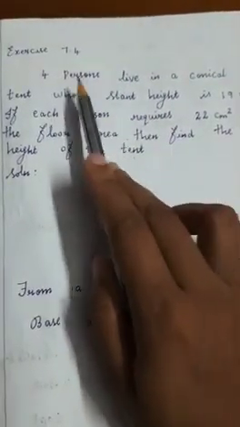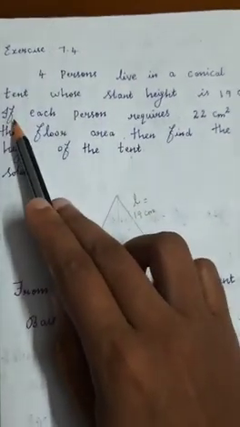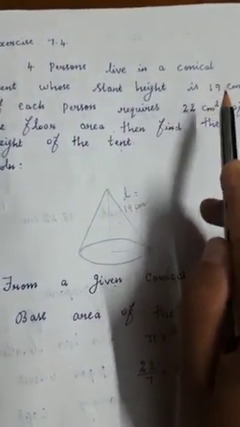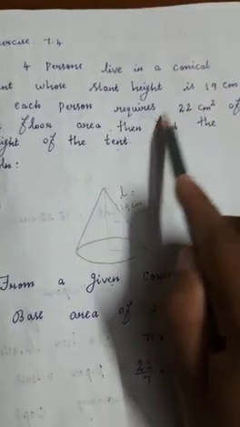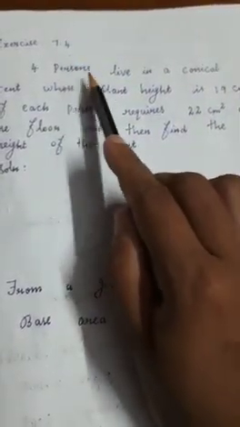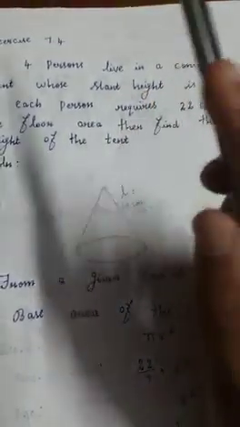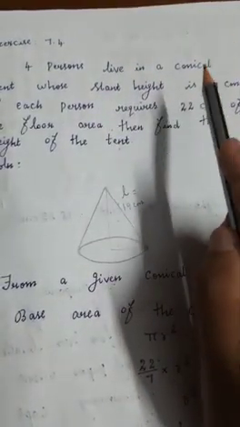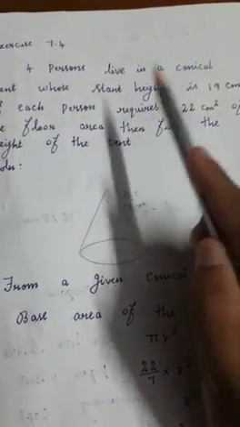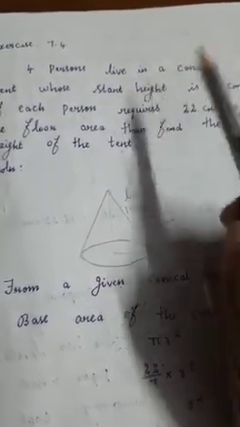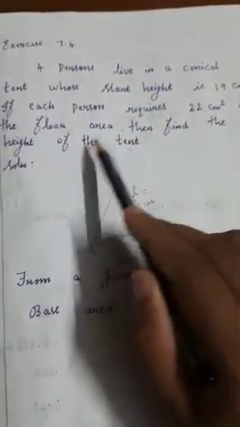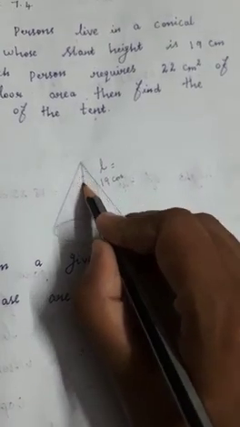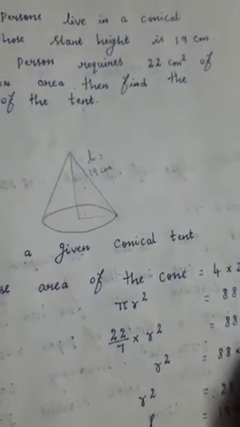How many persons live in a conical tent? 4 persons. In our question they have given, each person requires 22 centimeter square of the floor area. One person needs 22 centimeter square. So first you have to find out: one person needs 22 centimeter square means 4 persons need how many? 4 into 22, so 88 centimeter square. Here in our question, what have they asked to find out? Find the height of the tent. Height of the tent means this height only we need to find out. Okay, so that is the question.